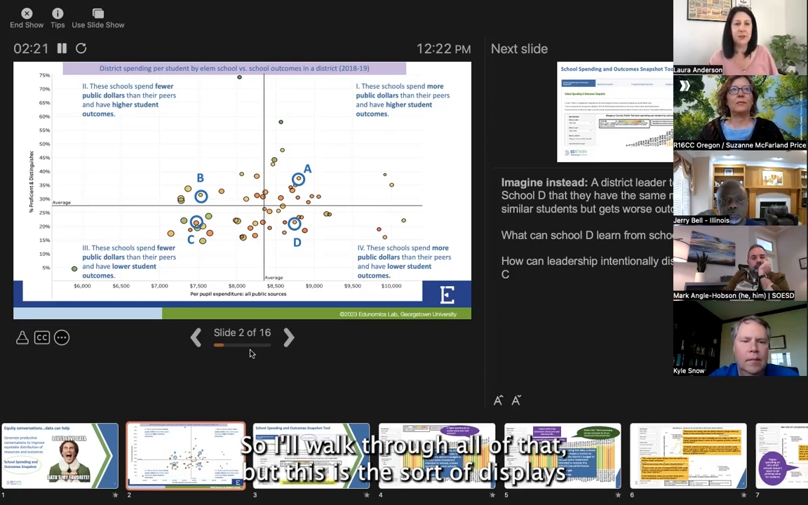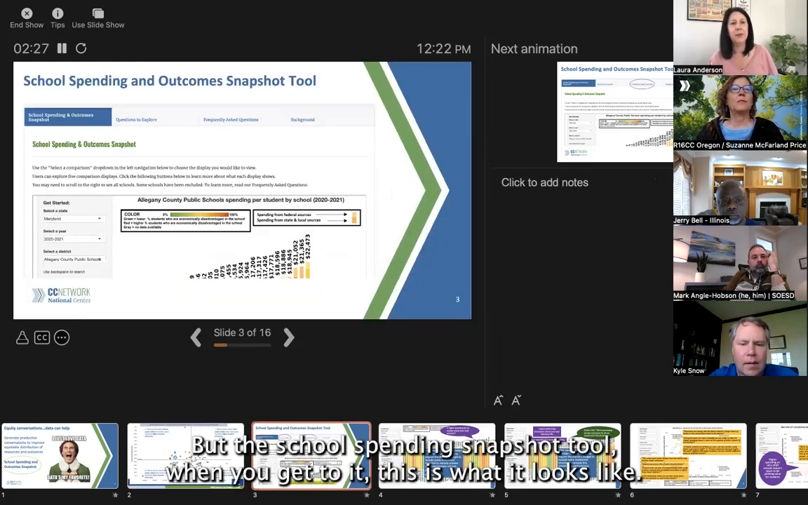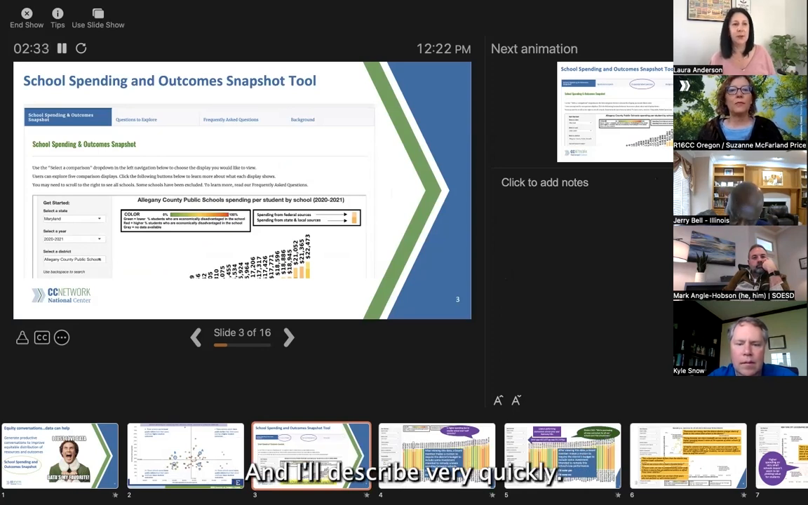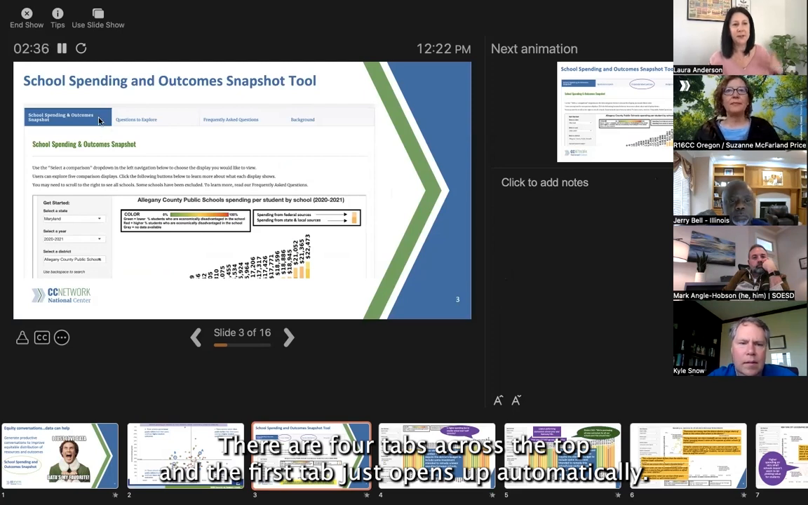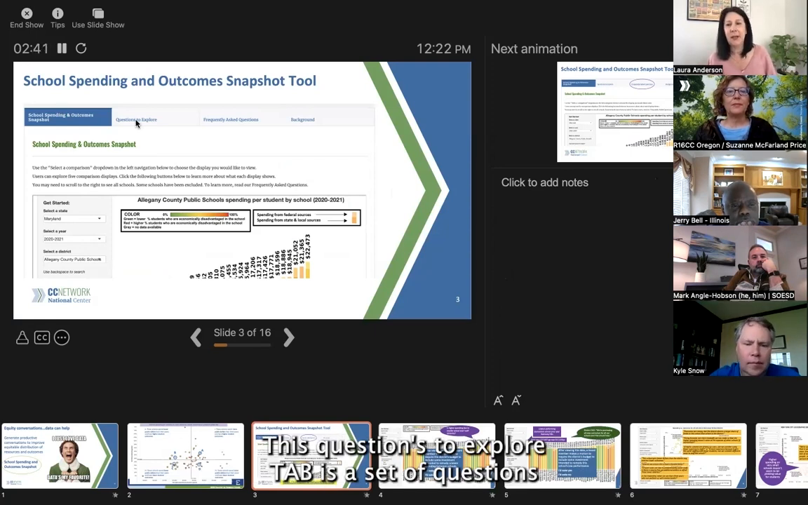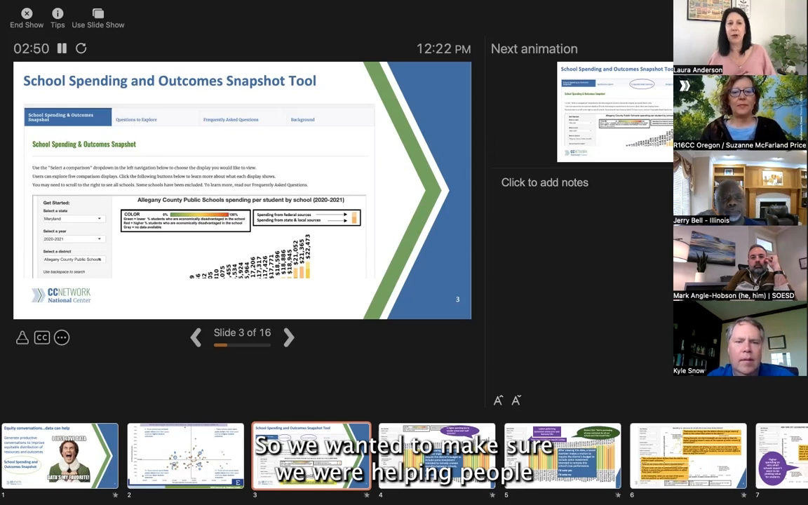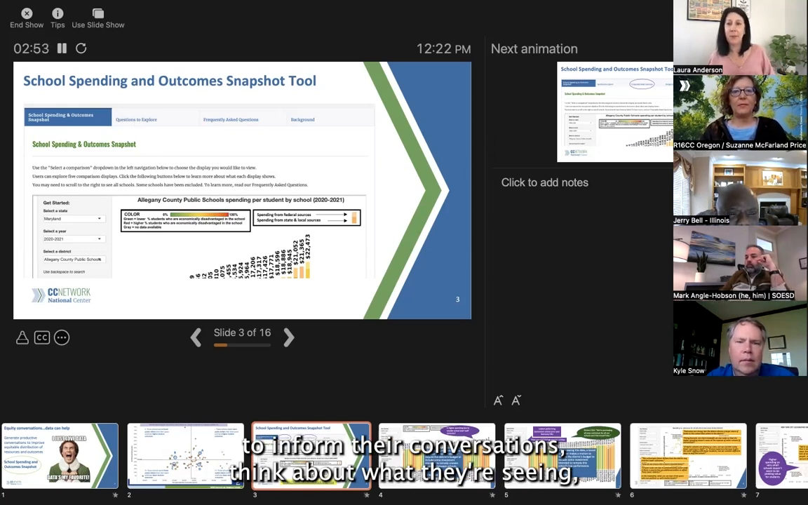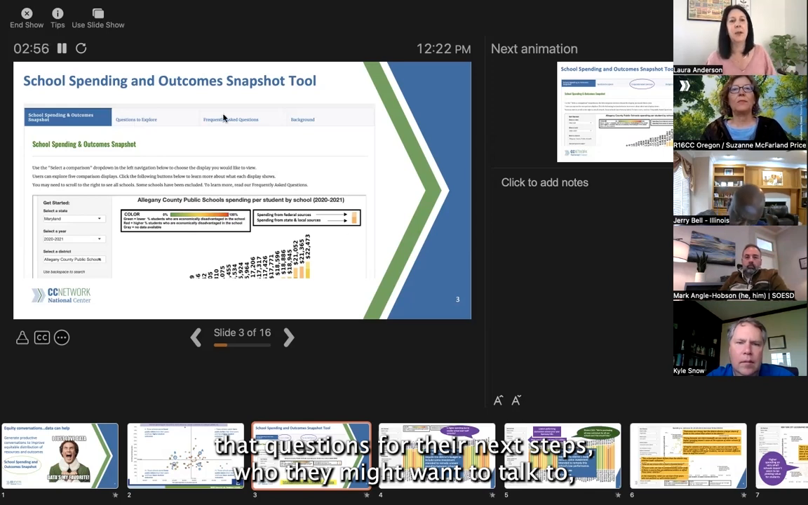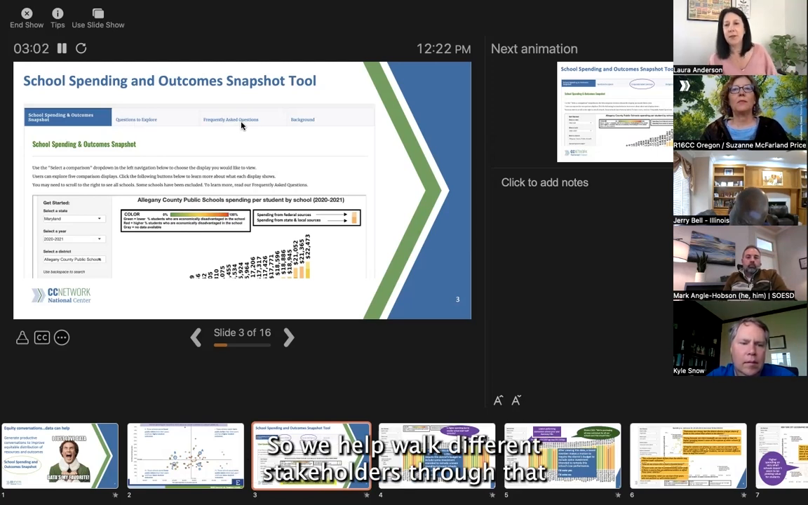But this is the sort of displays that we were out there talking with district leaders about. But the school spending snapshot tool, when you get to it, this is what it looks like. And I'll describe very quickly. There are 4 tabs across the top, and the first tab just opens up automatically. That's the tool. That's where you're going to get the data. This questions to explore tab is a set of questions based on stakeholder, what you might want to ask when you look at the data, right? So we wanted to make sure we were helping people to inform their conversations, think about what they're seeing, but questions for their next steps, who they might want to talk to, what they might be looking for when they're looking at the data. So we help walk different stakeholders through that.